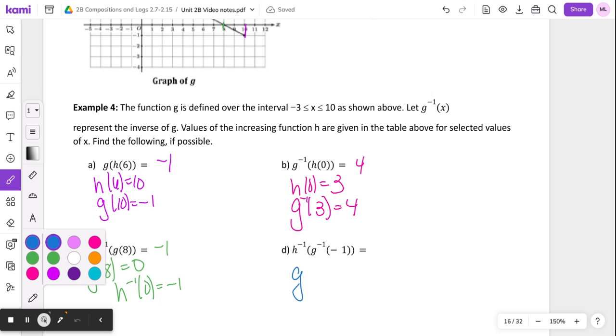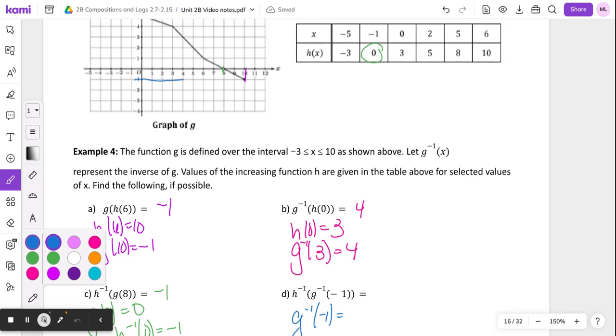And then lastly, g inverse of -1. So that means our output is -1, input is 10. Then we're going to do h inverse of 10. So output is 10, input is 6 on h. There we go.